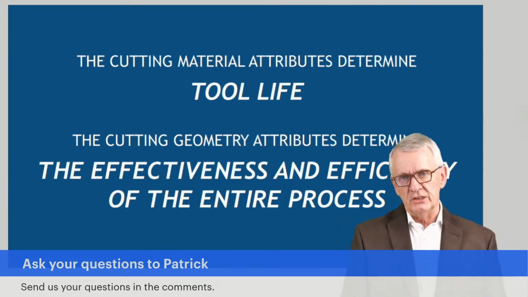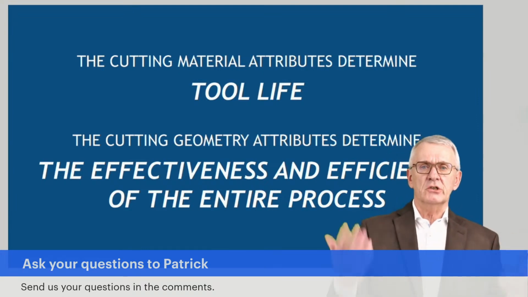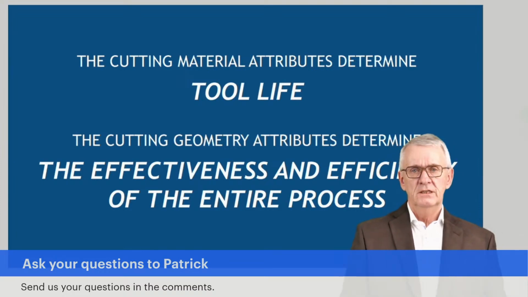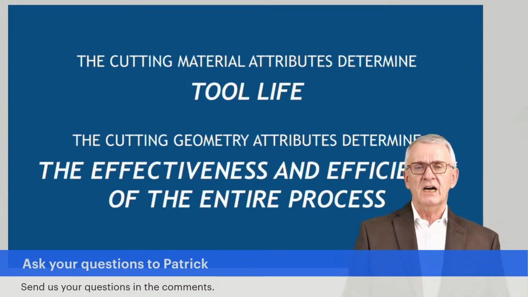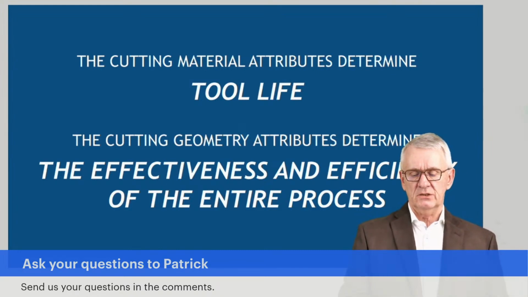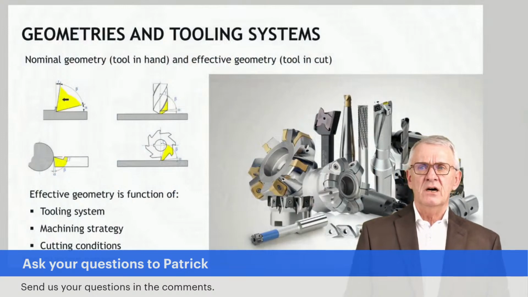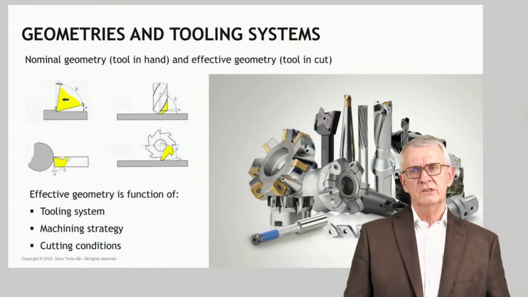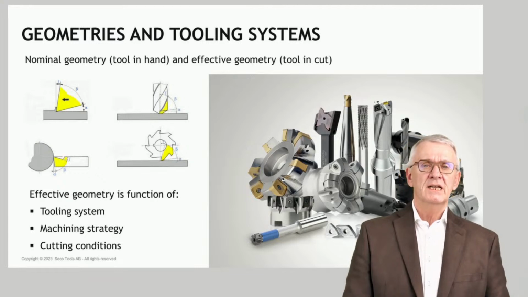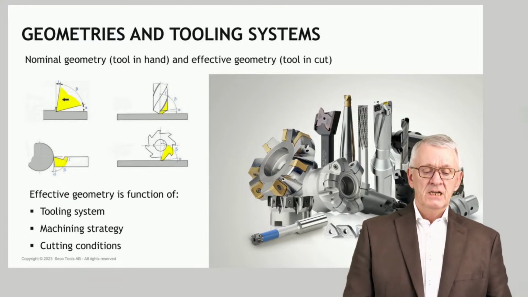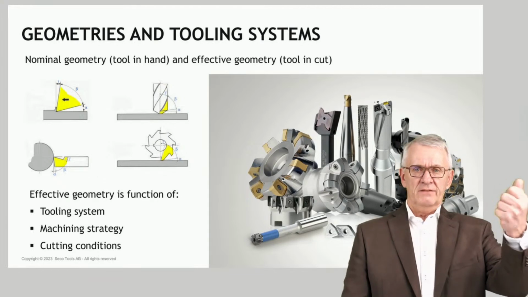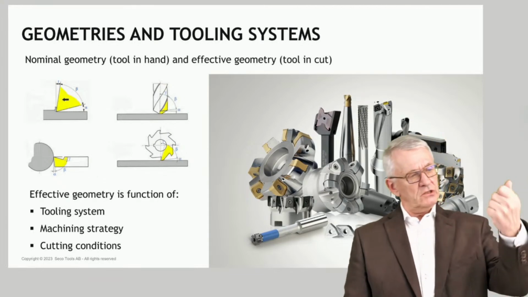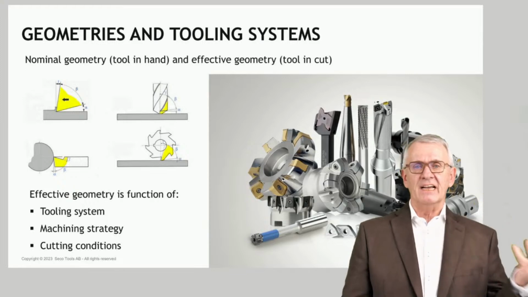The speed with which you do machining, that's the cutting speed. That's tool life, that's cutting material. But how the process takes place, that's geometry. That's what I tried to tell you here. Now, I talked about effective geometries, important because when we talk about geometries, we talk about nominal geometries and effective geometries. Nominal is tool in hand. I have a tool in my hand, and I start to look at the shape, and I define angles.